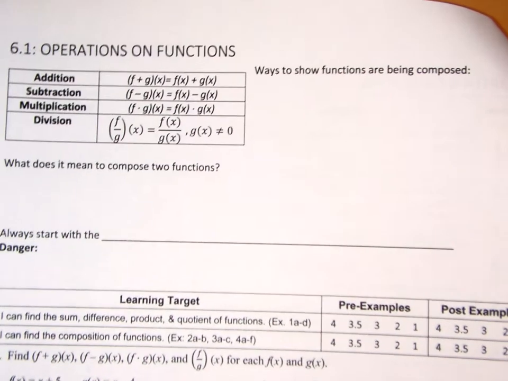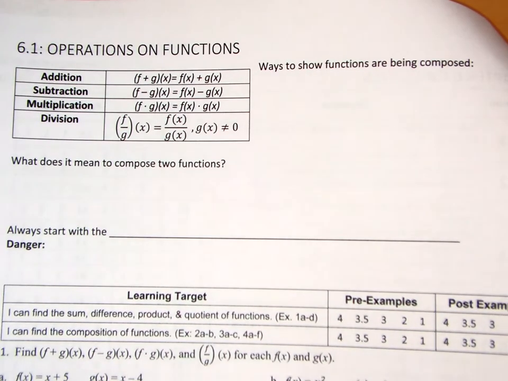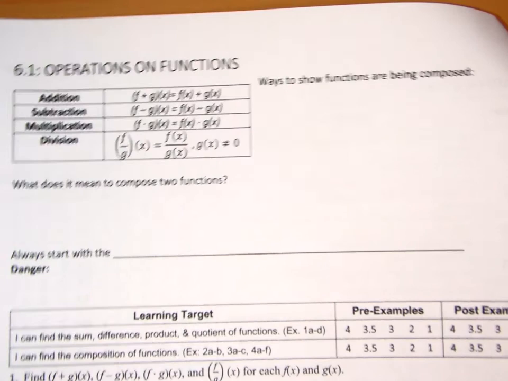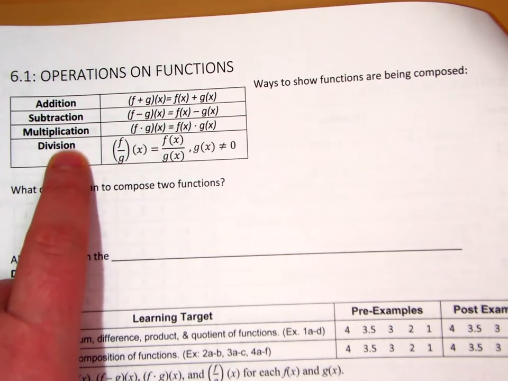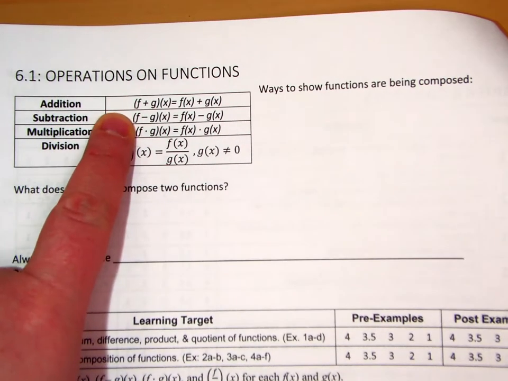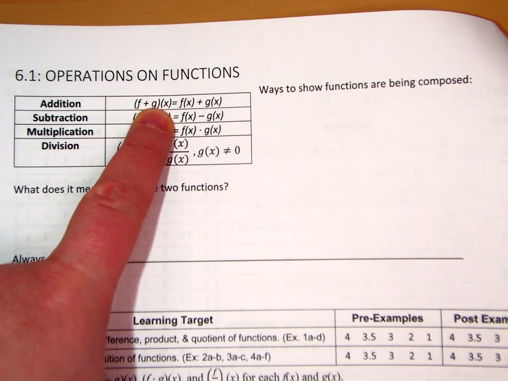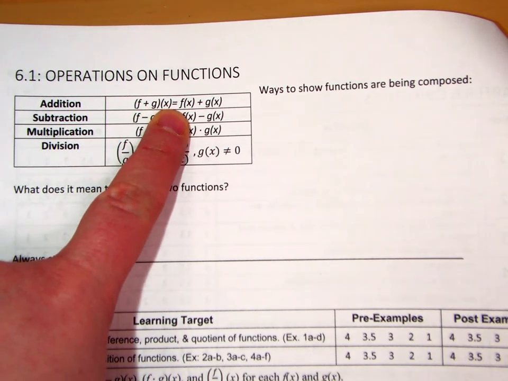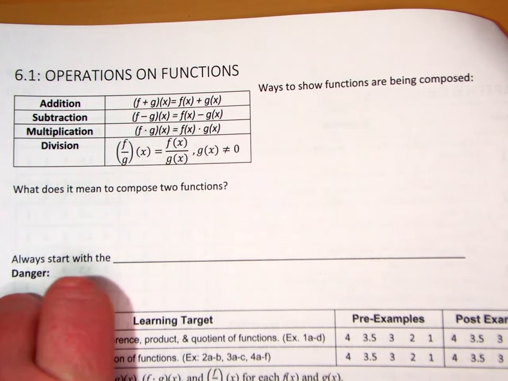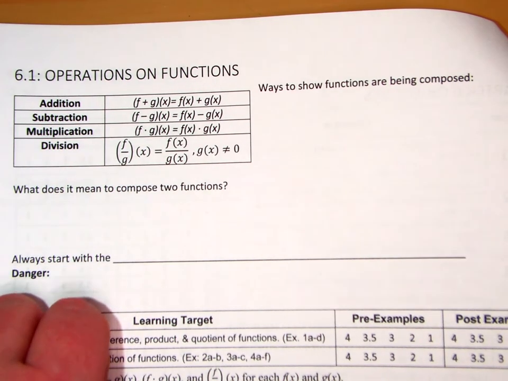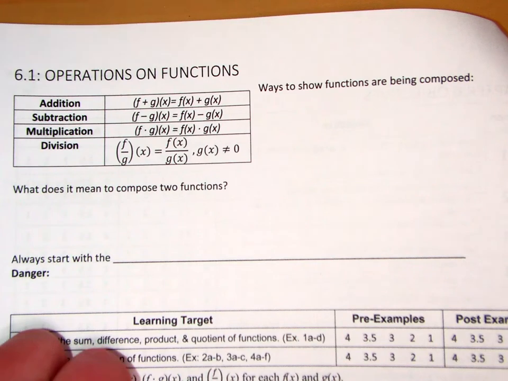Okay, so this video is about the first day of 6.1, which is operations on functions. Today's lesson is going to specifically talk about the addition, subtraction, multiplication, and division of functions. F and G are functions, so if we have the symbols F plus G of X, it means we're going to add function F and function G together. Subtraction, multiplication, and division are ways to show that functions are being combined.